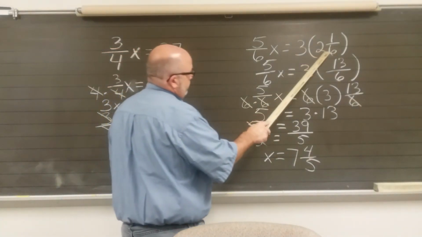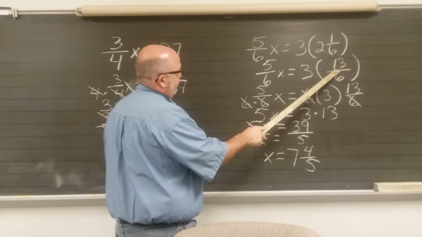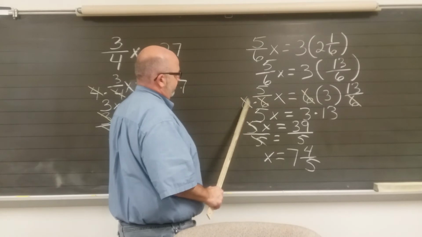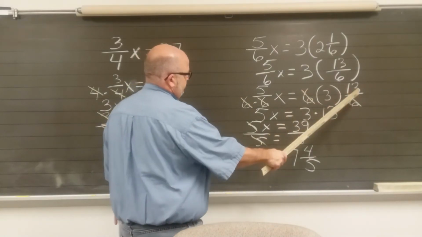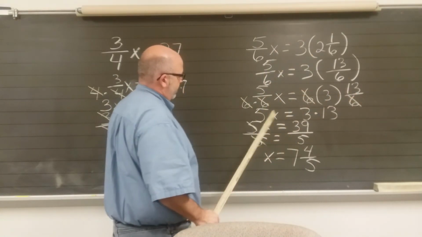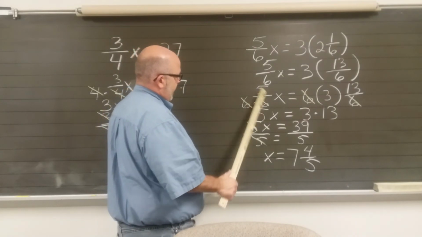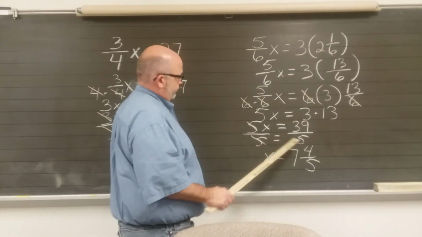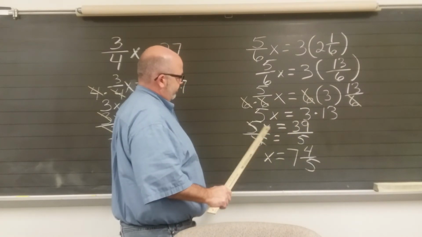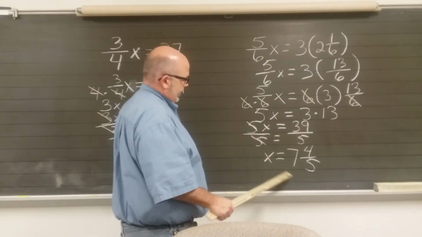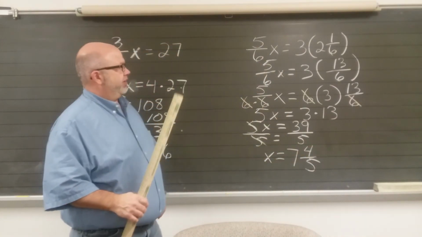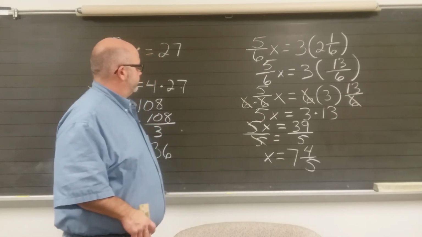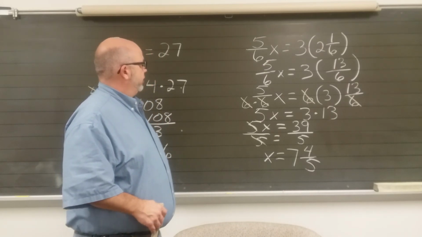Turn the mixed number into an improper fraction, multiply by 6 to get rid of the 6s, 6 times 6 over here, 6 times 6 gets rid of the 6s, so all you have left is 5x equals 13 times 3, solve that, 39, 5x divided by 5, 39 divided by 5, x equals 7 and 4/5.